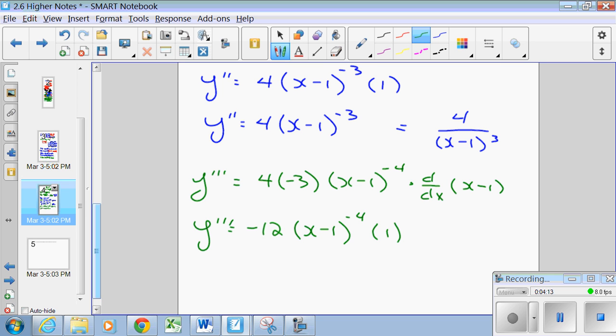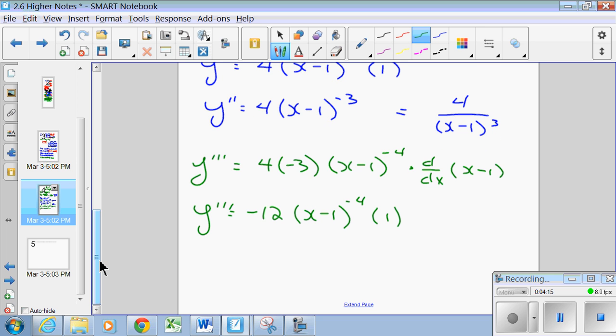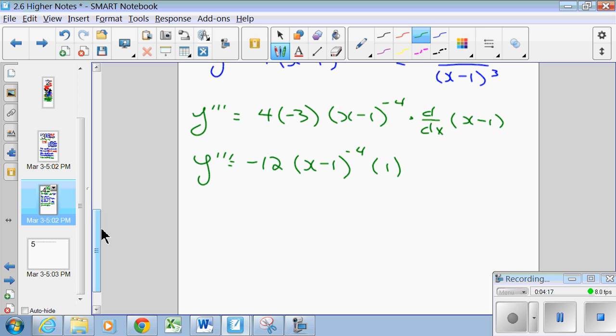So let's clean this up because this is where I do want to end. I want to have my final answer. My third derivative is negative 12, and the 12 doesn't move to the denominator because it has a positive 1 exponent. The number is negative 12, and x minus 1 to the 4th.